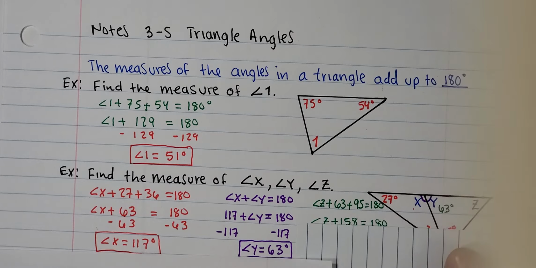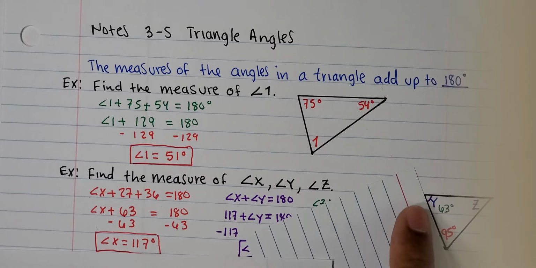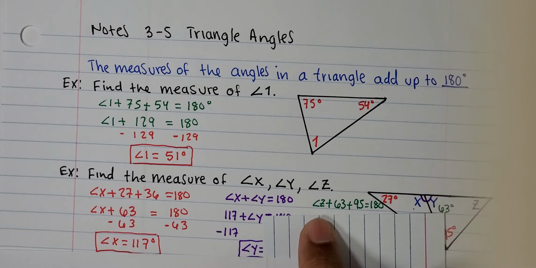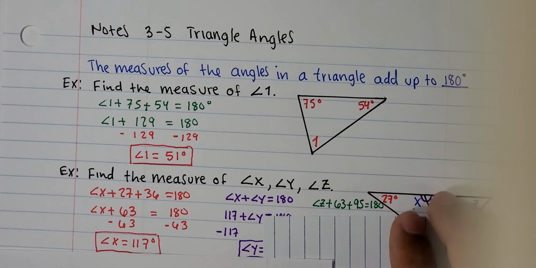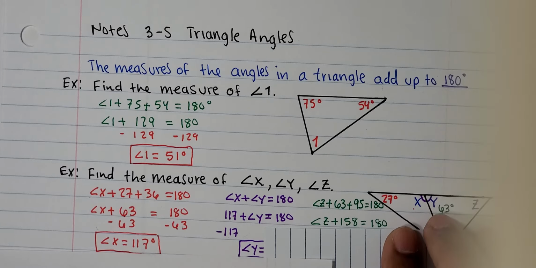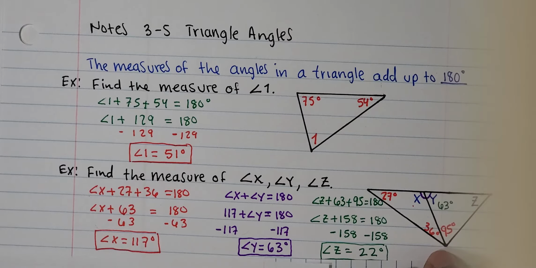Okay, now the next one, to find angle Z, we're going to use the fact that we have a triangle here. So angle Y plus angle Z plus 95 is going to be 180, but we already know that angle Y is 63 and this angle is 95, so we're going to use that fact to help us find the measure of angle Z. So this is angle Z plus 63 plus 95 equals 180. Add 63 and 95, and that sum is 158. And then subtract 158 from both sides of the equation. Okay, and in the end, we find that angle Z is equal to 22 degrees.